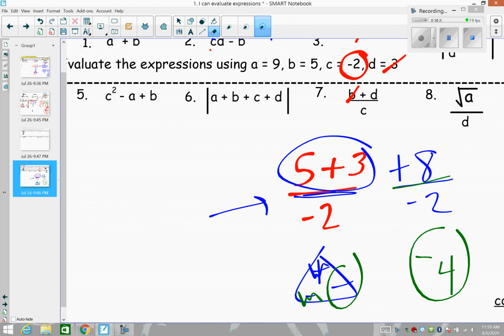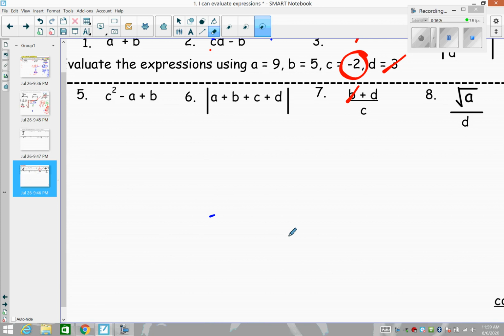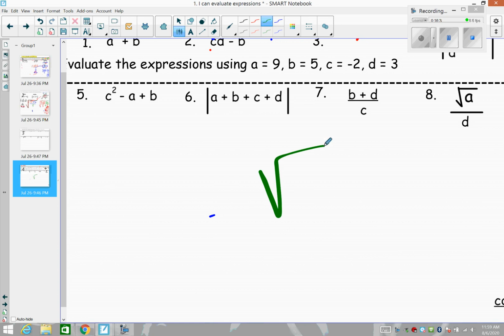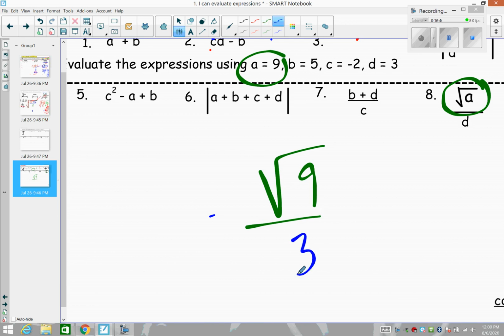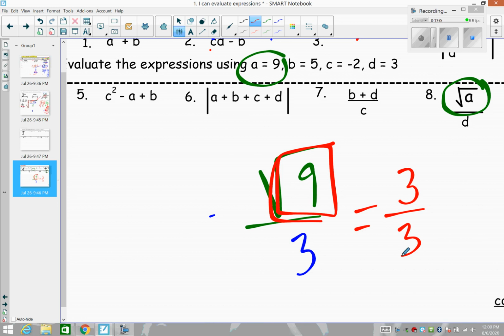Okay, so now one last problem for today. The last problem for today would be that we take the square root of A, which would be the square root of 9 because the A value is 9. We are going to divide by the D value. The D value is 3. And remember square root means we have a square with the area of 9. What would the side length of that square be? It would be 3. So we would have 3 divided by 3. Nice, easy, positive value there. So 3 divided by 3 is just a nice 1.